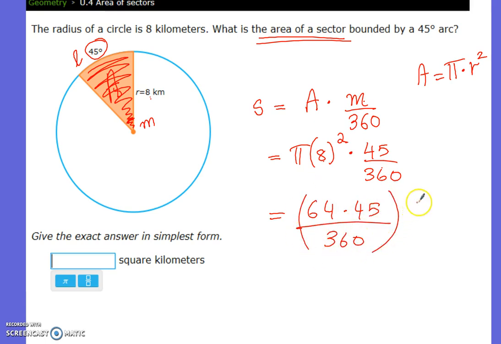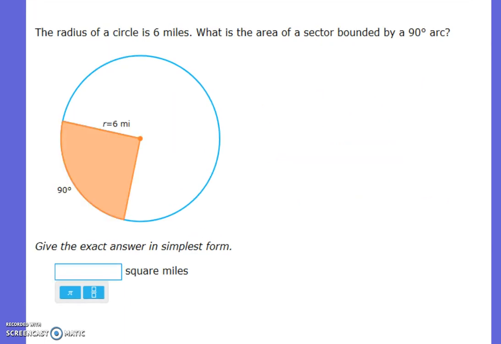So again 8 squared is 64 times 45 divided by 360. Put in the calculator just like that. In the end, put the pi. So you get your answer as 8 pi in this case. Let me do one more example.